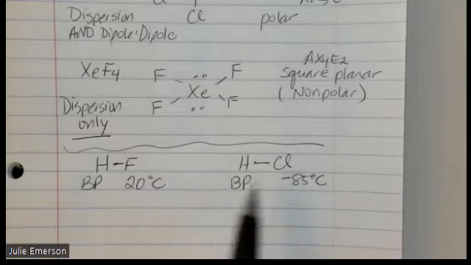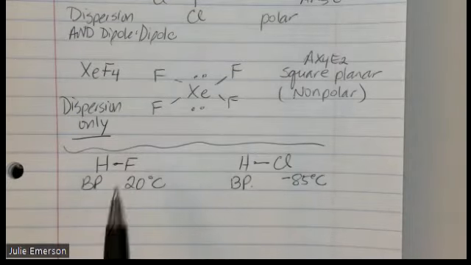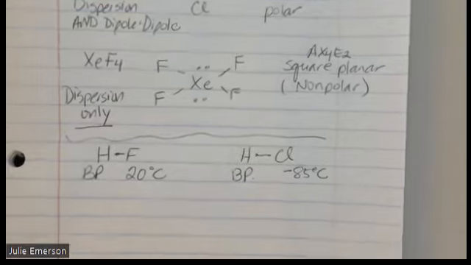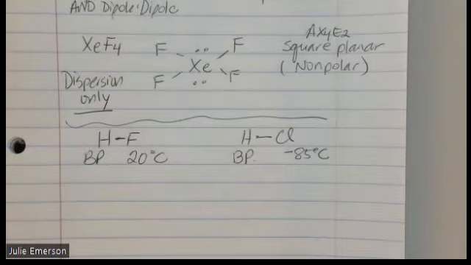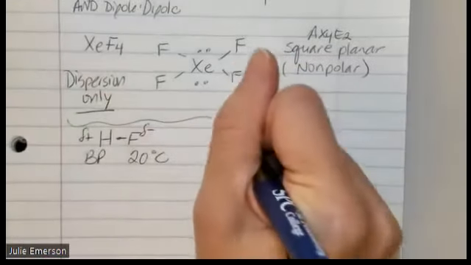So why so drastically different for 2 things that look like they should be pretty similar? In fact, the HCl has a higher molecular weight. Chlorine is heavier than fluorine. So when we look at this, we know they both have dispersion forces because everything does. We know that they're both polar, because we've got an electronegative halogen. So we definitely have a negative end and a positive end on both of these.